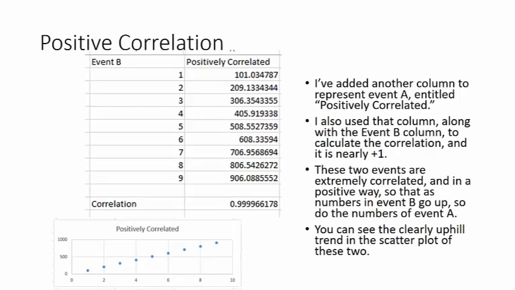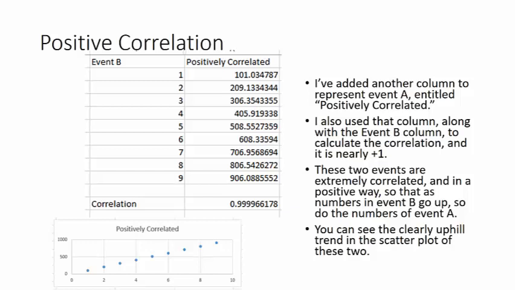So here, once again, event B has values 1 through 9. But now the positively correlated event in the second column has crazy values, 101, 209, 306. But you can see that they tend to go up as event B goes up. Not exactly a straight line, but kind of a bumpy line. If I use the CORREL, or the correlation function in Excel, it practically equals a 1. It's like 0.9999, etc.